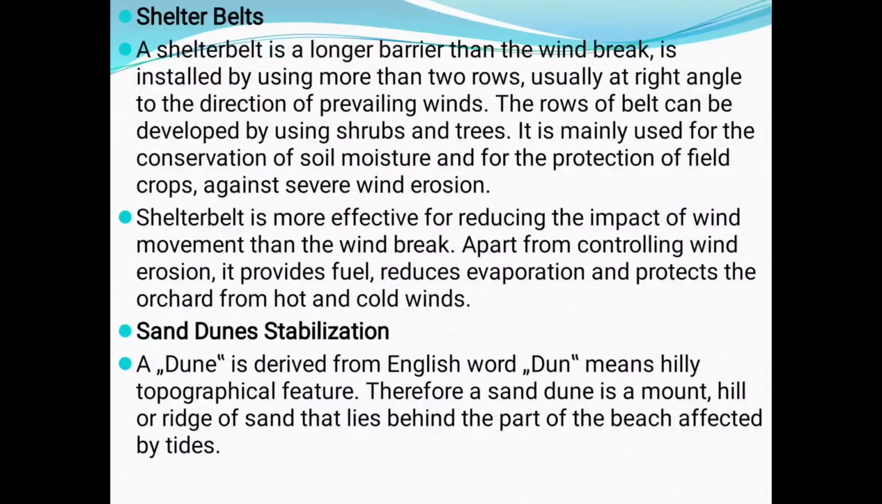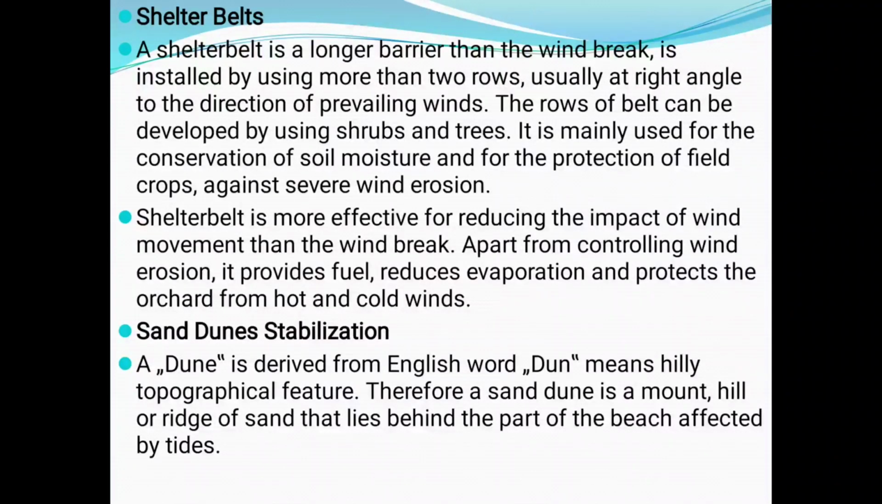Next one, shelter belt. Shelter belt is a longer barrier than the windbreak. It is installed by using more than two rows, usually at right angle to the direction of prevailing wind. The row of belt can be developed by using shrubs and trees. It is mainly used for conservation of soil moisture and for protecting field crops against severe wind erosion. Shelter belt is more effective for reducing the impact of wind movement than the windbreak. Apart from controlling the wind erosion, it provides fuel, reduces evaporation and protects the orchard from hot and cold wind.